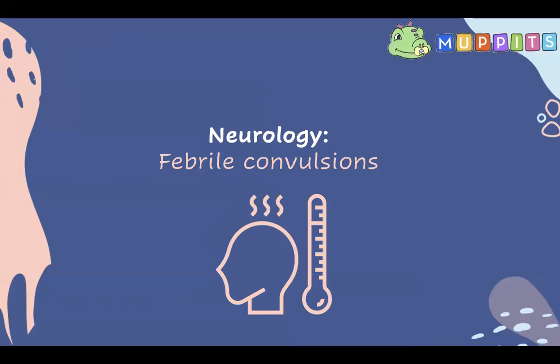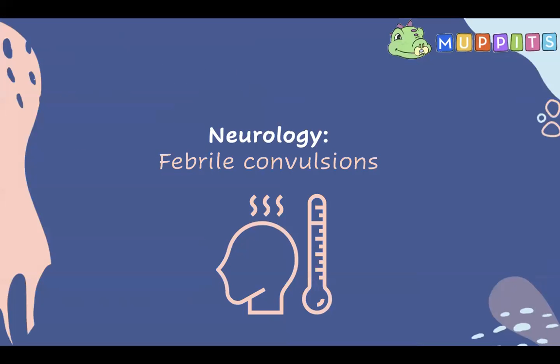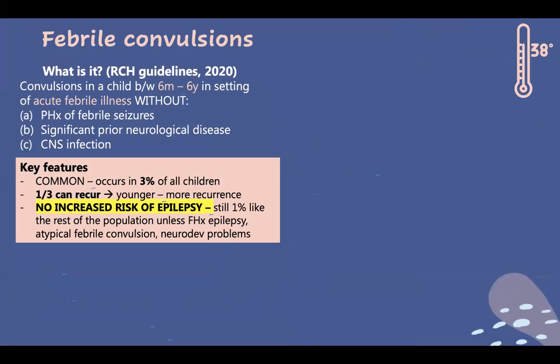Okay, febrile convulsions. So this is like the big one you have to remember. So this is convulsions in a child aged between 6 months to 6 years old in the setting of acute febrile illness. And that acute febrile illness can be anything from a UTI to an URTI to gastro, otitis media, anything. Without these factors here.